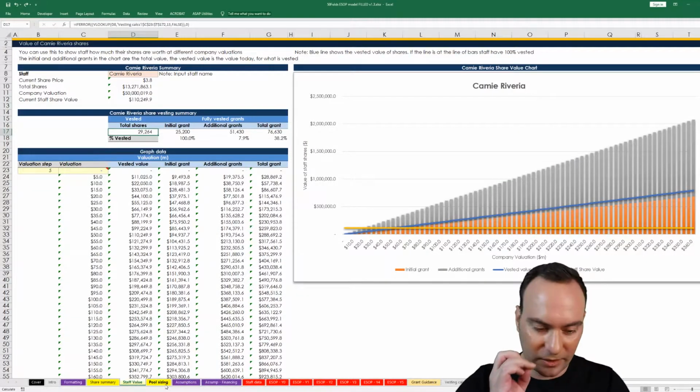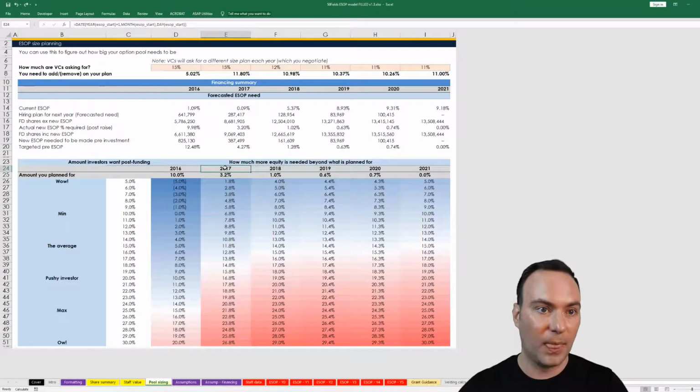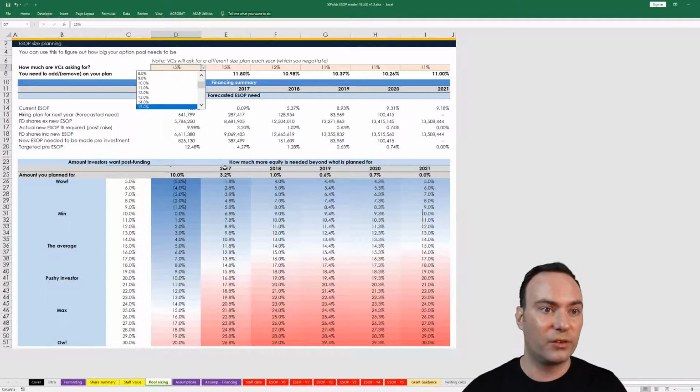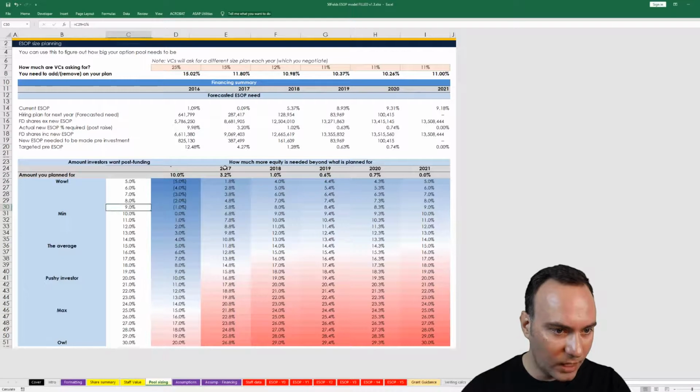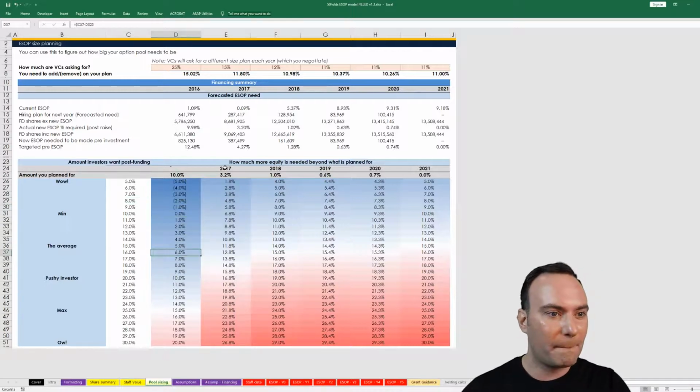So pool sizing is something I made for you to try and make this easier. So let's say in this year, 2016, VC is asking for 25%. You go to the drop-down menu, you go down, and you turn this to 25%. All right, that means that on the basis of how your current ESOP plan is, you'll need to add in 15% more than the amount that you had already planned. So we can see that on average, we want to be somewhere around here. If we're at 15%, we'd have to add 5% more.